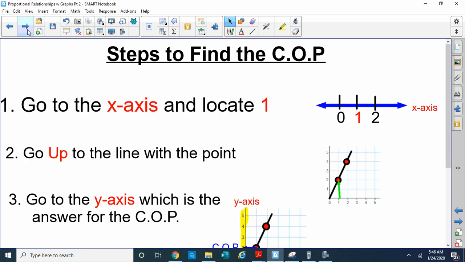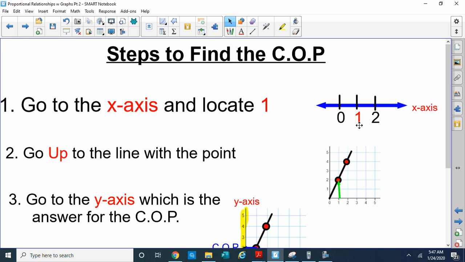So here are the steps to find the COP. COP stands for constant of proportionality. First step is to go to the x-axis and locate the number 1. Remember, the x-axis is a horizontal line that goes straight across from left to right. If you look, you've got your numbers on there, 0, 1, 2. Your job is to find the number 1.